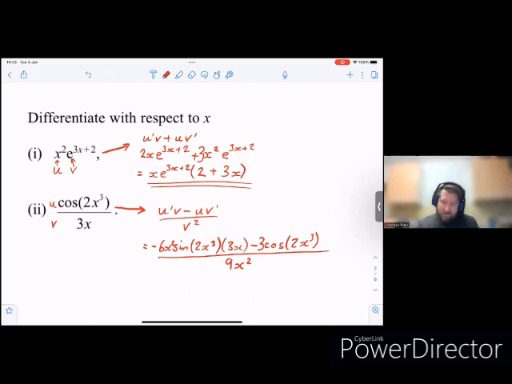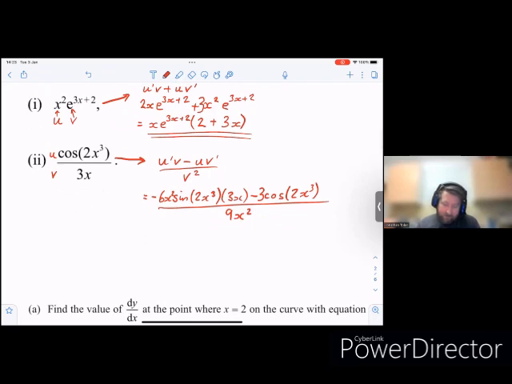it's not very tidy at all, so it will need a little bit of simplifying. So if we look at that first term, we've got 3x multiplied by 6x squared. So that will become minus 18x cubed sine of 2x cubed minus 3 cos 2x cubed all over 9x squared.